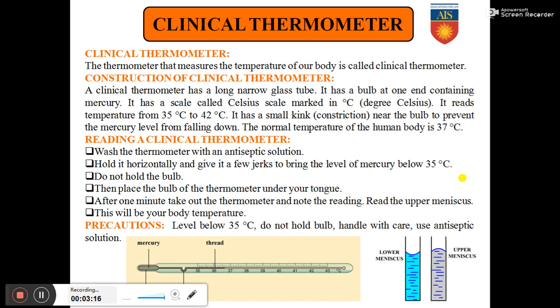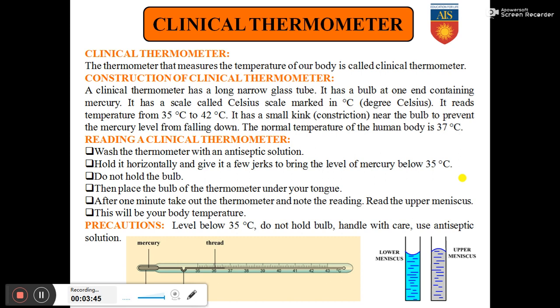Next, you are not supposed to hold the bulb. The moment you hold the bulb, the temperature starts being recorded and you don't want that to happen. So after using antiseptic solution and giving a few jerks, do not hold the bulb portion. Then you have to take the bulb of the thermometer under your tongue. Under your tongue is where you place your thermometer so that you get the body reading properly.